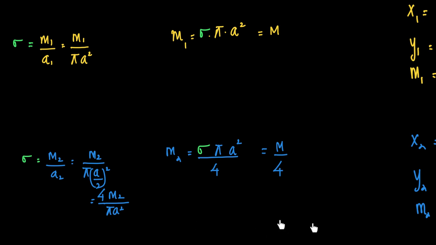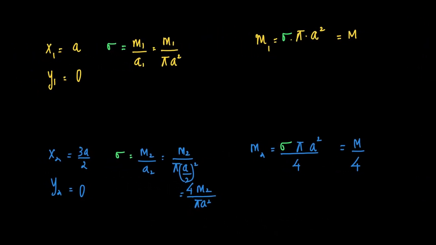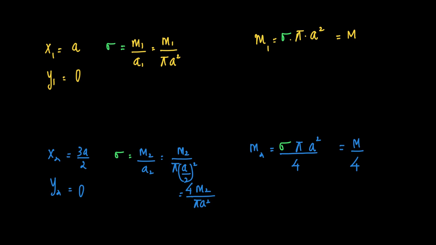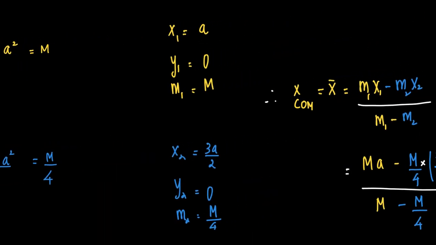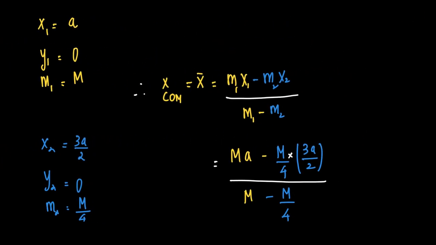Okay. Now from this part, let us remove all the other things and keep only x1, y1 and m1, m2. In which case we have x1 is equal to a, y1 is equal to 0, m1 is equal to m, x2 is 3a by 2, 0, m2 is m by 4. So if we have x1, y1, m1 and x2, y2, m2, what else can we find out?